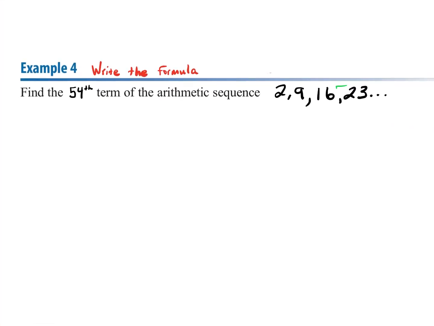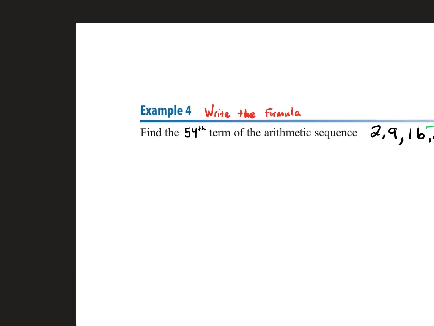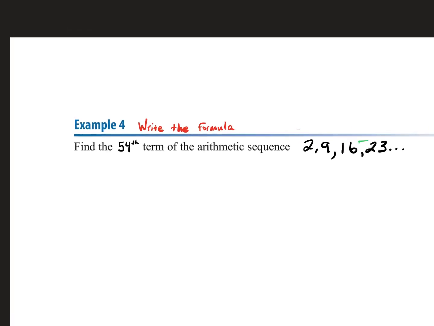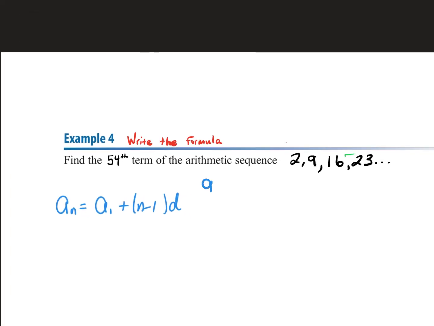This is easy. Find the 54th term of the arithmetic sequence. Well, before I can plug in 54 for my n, I have to know what the rule is. So think about our equation. And again, I'm going to show you two ways you can do this. I always do it the linear way, which is the second way. But if I use the rule, a sub n equals the first term plus n minus 1 times your common difference, I need to know two things. I need to know what the first term is, and I need to know what the difference is.